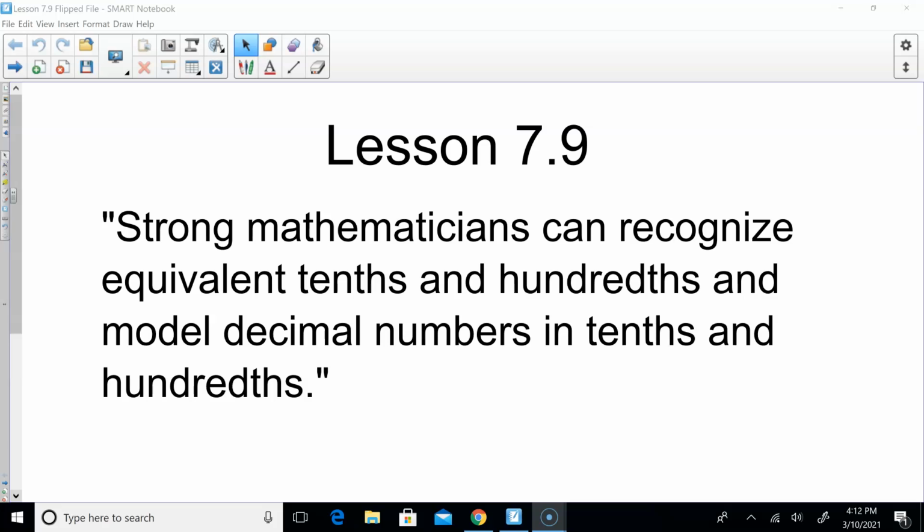Welcome class, lesson 7-9. Today, strong mathematicians can recognize equivalent tenths and hundredths and model decimal numbers in tenths and hundredths. Take out your notebook, your pencil, write down today's date, the name of the lesson, and we're going to swan dive into the unit.